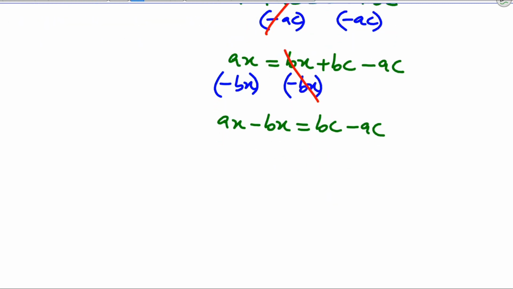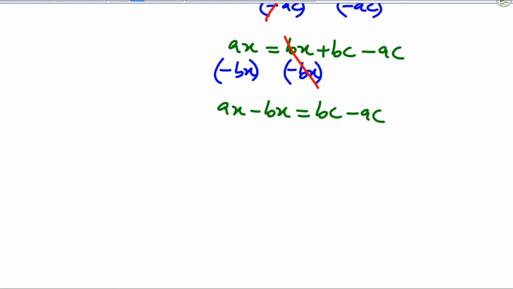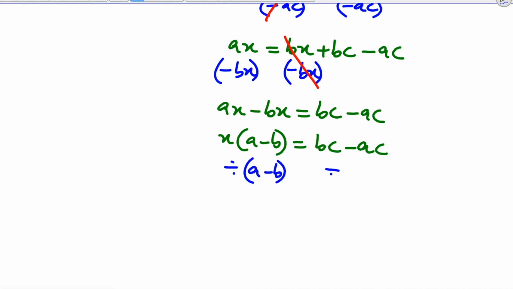The next step is factorizing out x. So take x outside the bracket. x into a minus b is equal to bc minus ac. We want to be left with x, so divide by a minus b. Now, a minus b divided by a minus b will be equal to 1. So x will be equal to bc minus ac over a minus b.